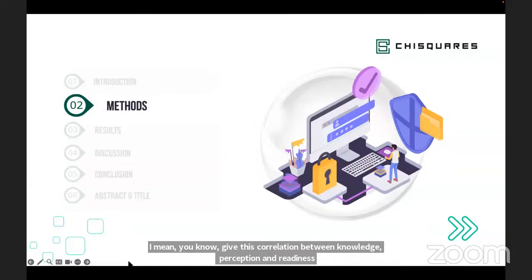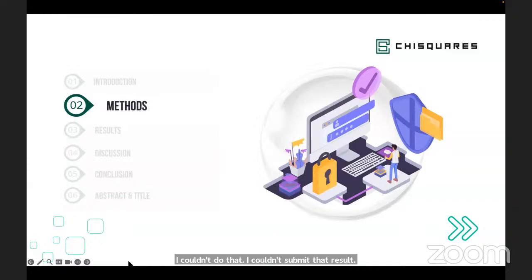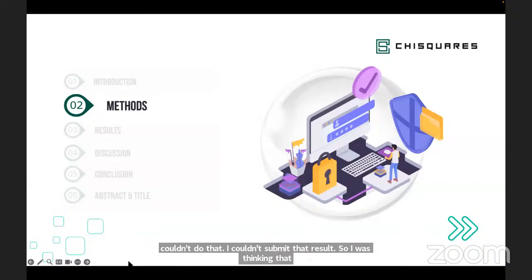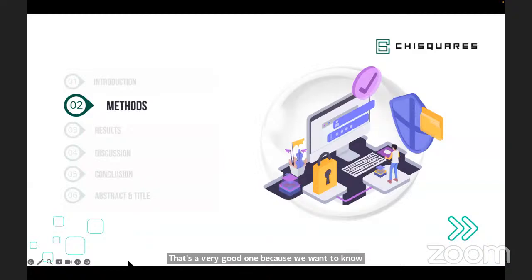So I was thinking that that's a very good one, because as much as possible I want to try to advocate a policy where healthcare professionals are well trained on AI.